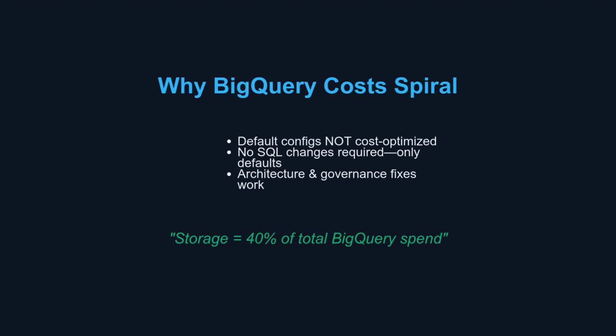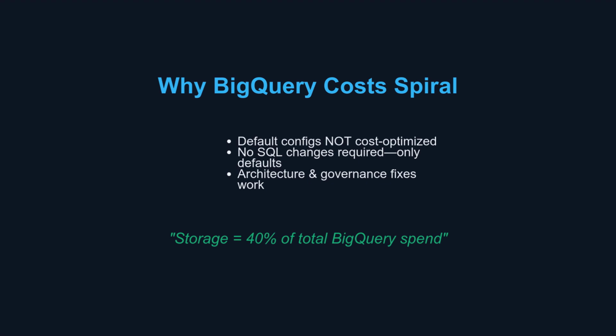Most teams focus on query optimization, and that's good, but 40% of your BigQuery spend actually comes from the storage layer, not queries, and that's where we optimize today. Let me show you where the money actually goes in a typical BigQuery architecture.